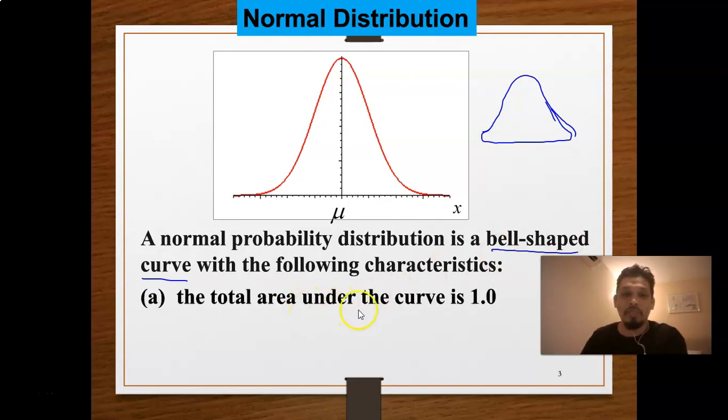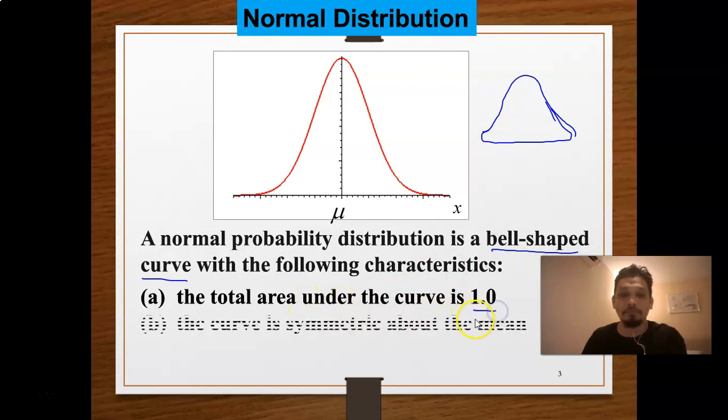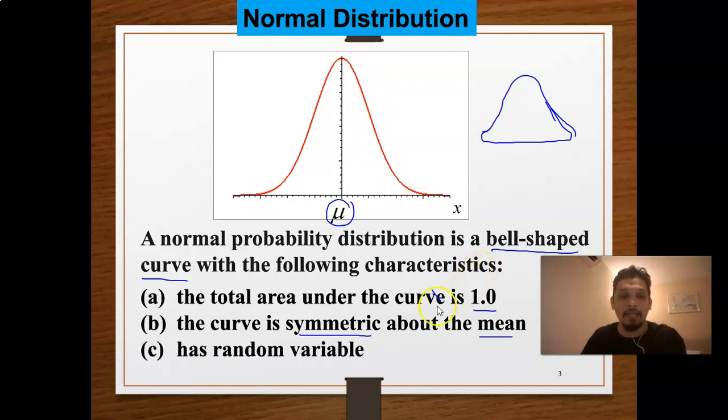The total area under the curve is 1.0, and the curve is symmetric about the mean. So there's a mean in the middle here, and it's symmetrical, which means the shape on the left is equal to the shape on the right side. It has a random variable which is continuous, and X is normally distributed with parameters mean and variance.